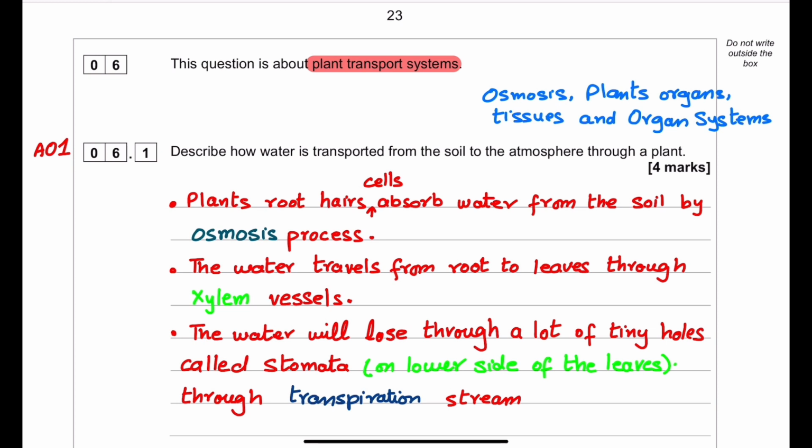The model answer is plants' root hair cell absorb water from the soil by osmosis process. The water travels from the root to the leaves through the xylem vessels or tissues. The water will be lost through a lot of tiny holes which are called stomata on the lower side of the leaf, which are present through the transpiration stream.